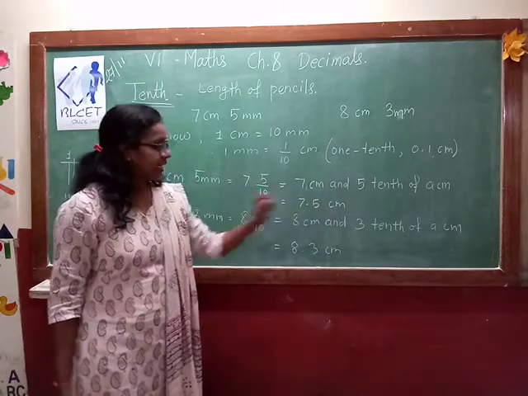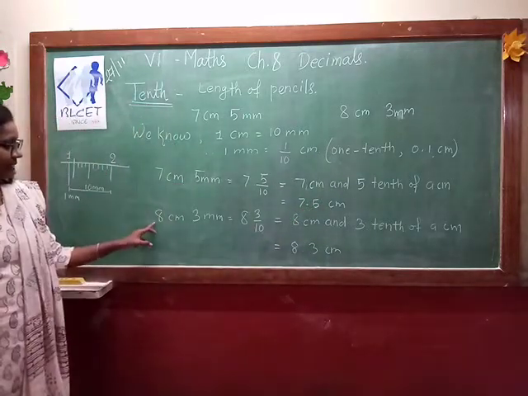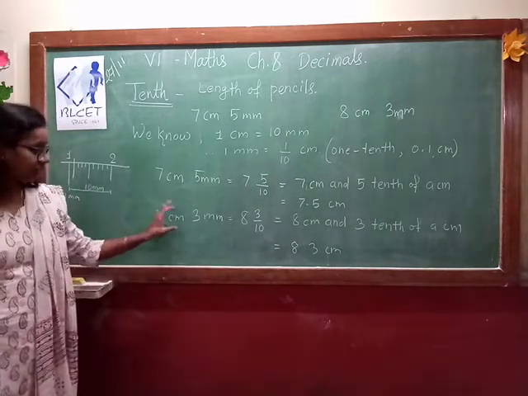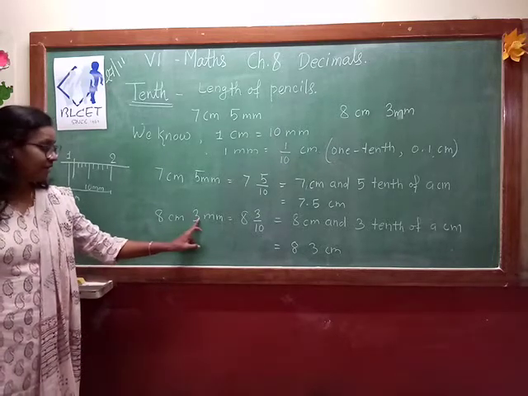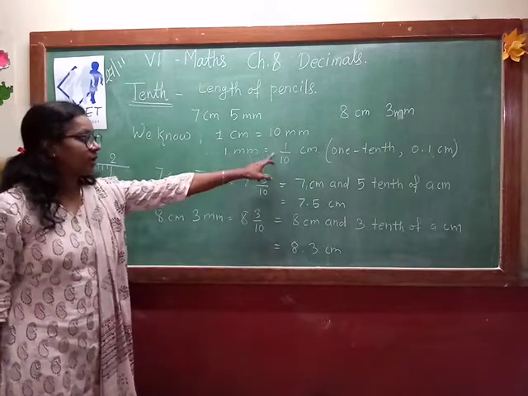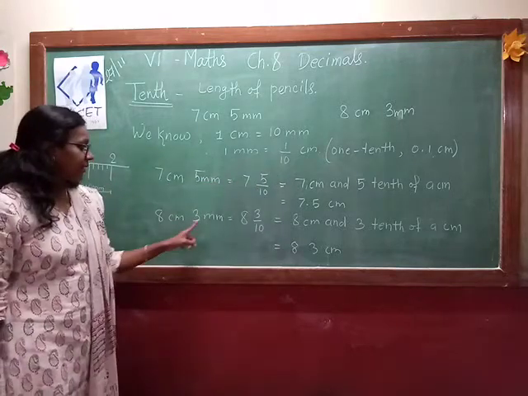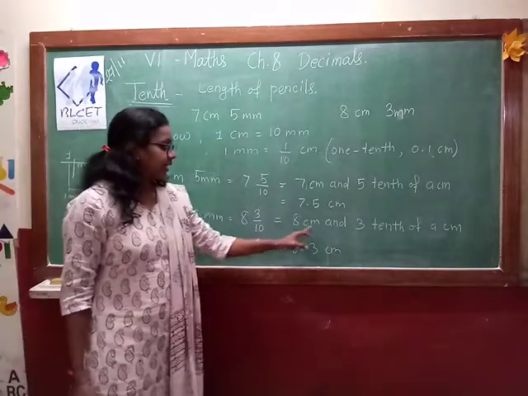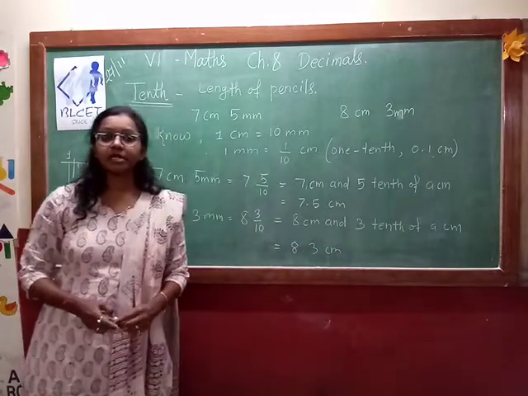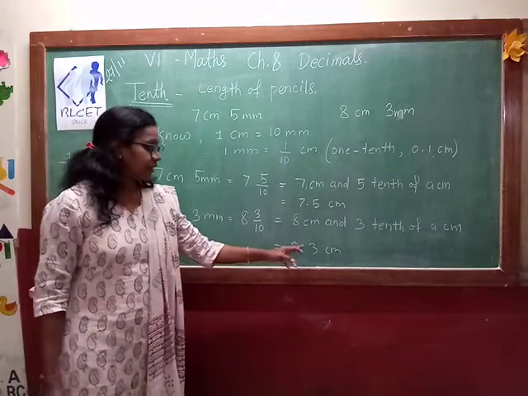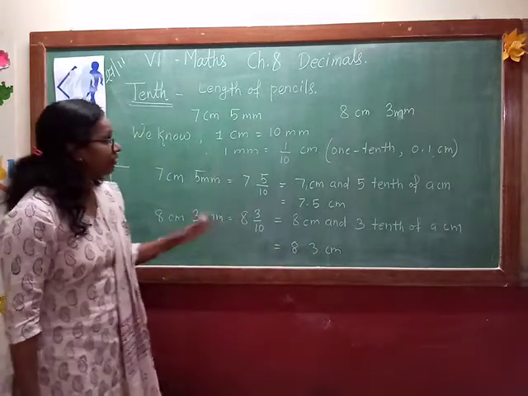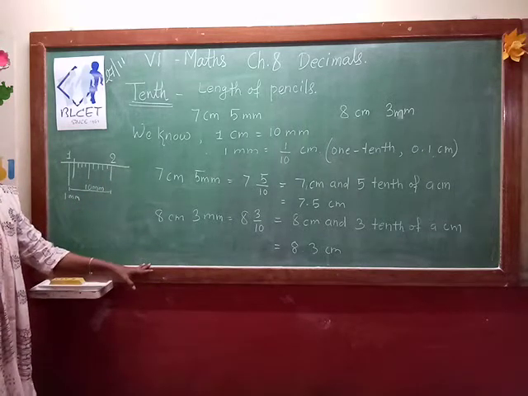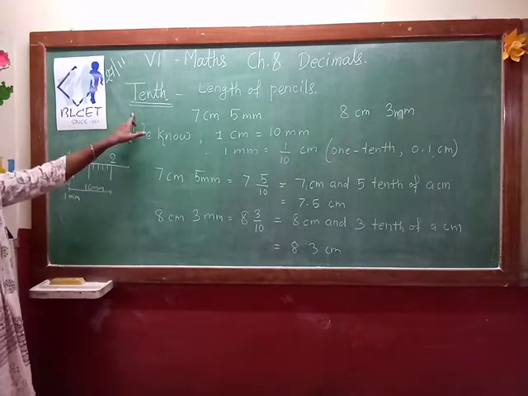So 7.5 centimeter. Come to the next, 8 centimeter, 3 millimeter. So 8 is already in centimeter, so we convert this 3 into centimeter. We know that 1 millimeter is equal to 1 by 10 centimeter. So 3 millimeter is equal to 3 by 10 centimeter. How will you read this? 8 centimeter and 3 tenth of a centimeter. That means 8.3 centimeter. So this way we can represent millimeter in terms of centimeter. So this is all about the concept of tenth.